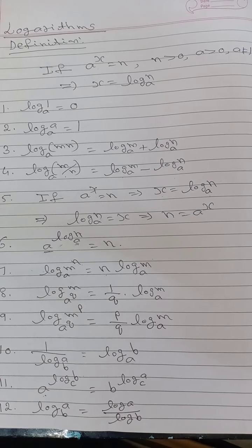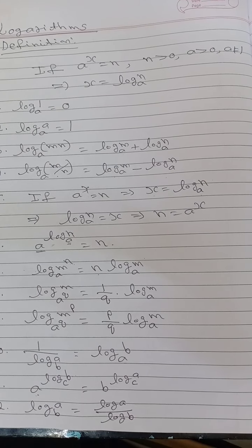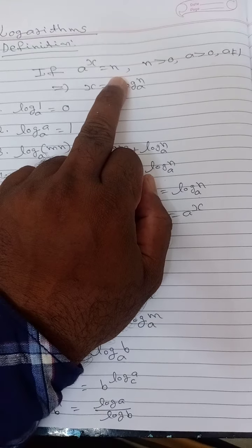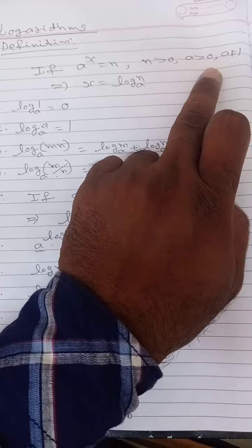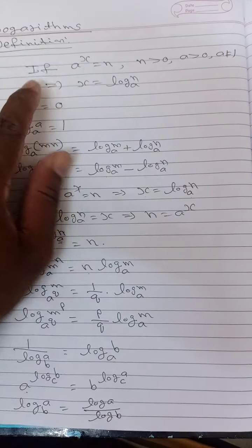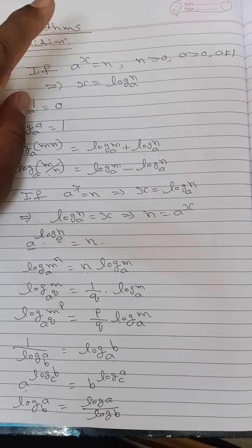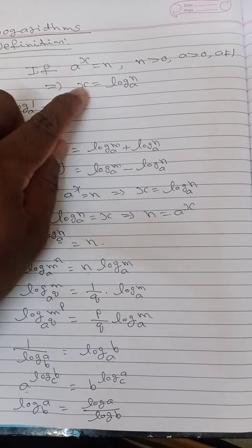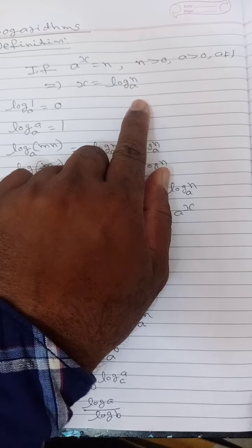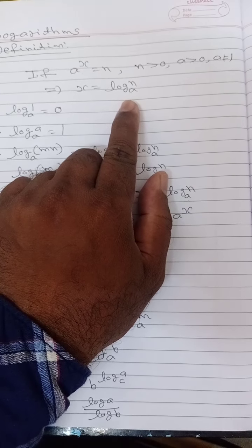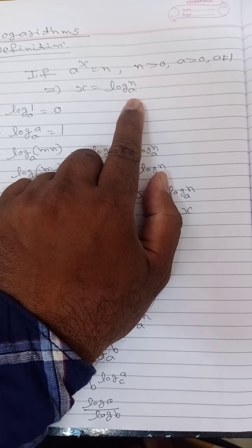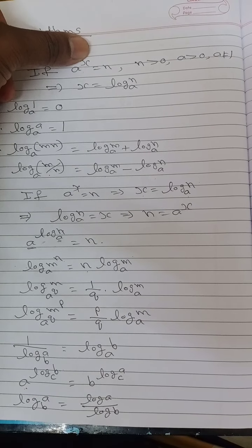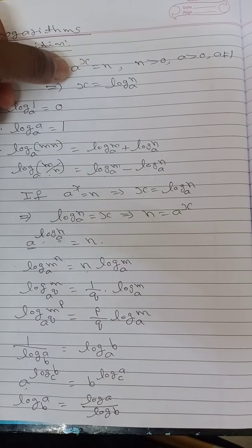First we will see the definition of the logarithm. The logarithm is defined like this. Suppose a power x is equal to n, where n is positive, a is positive and a is not equal to 1. Then the index x is called the logarithmic value of n to the base a, and that is denoted by x equals log n to the base a. We write a in the suffix, and we read it as log n to the base a. So this is the basic definition of the logarithm: the index x is called the logarithmic value of n to the base a.